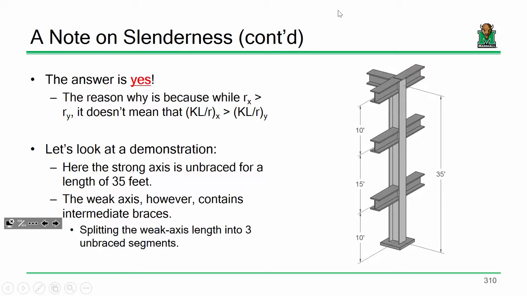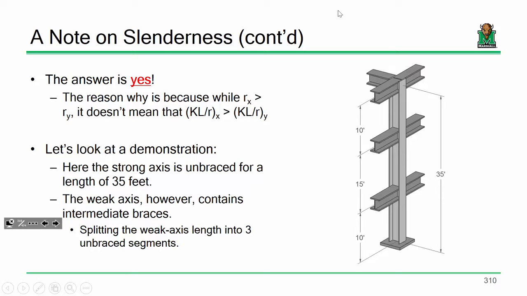Am I okay with that? So let me ask it like this: the longer a column gets, the weaker it gets. Is everybody okay with that? What I'm saying is that this column has different lengths in different directions. See what I mean? Along the strong axis, it has an unbraced length of 35 feet. But in the weak axis, we actually have three different segments. We have a 10-foot segment, a 15-foot segment, and another 10-foot segment.